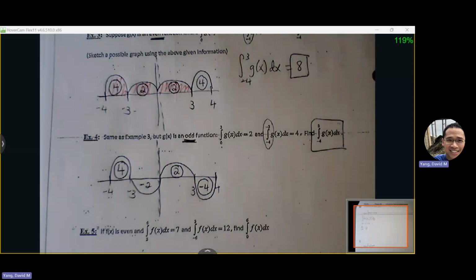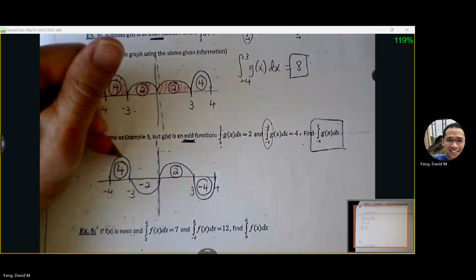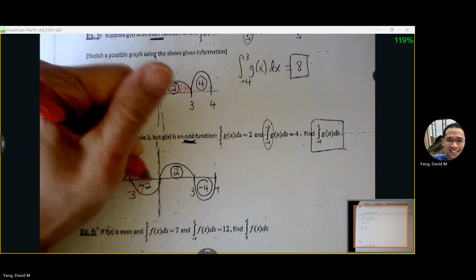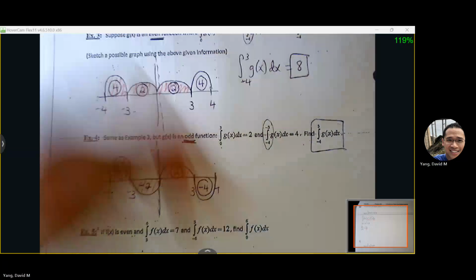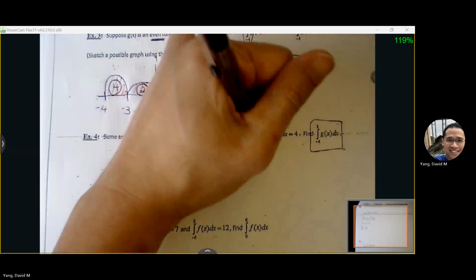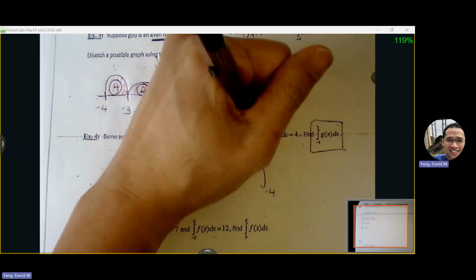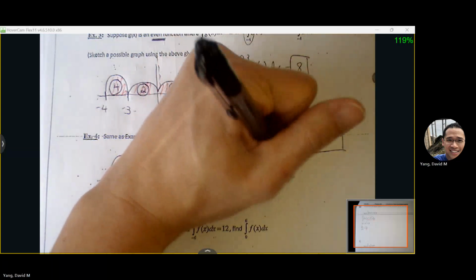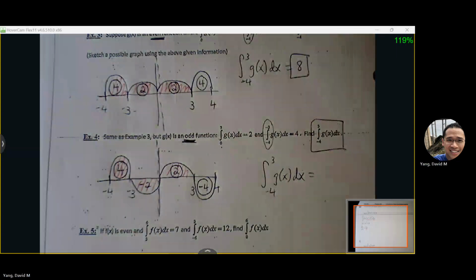Now we can find the region from -4 to 3. Add these up. What do we get? This what? Equal to 4.